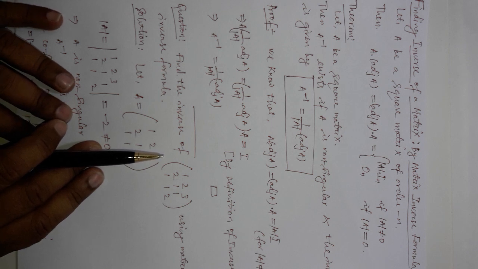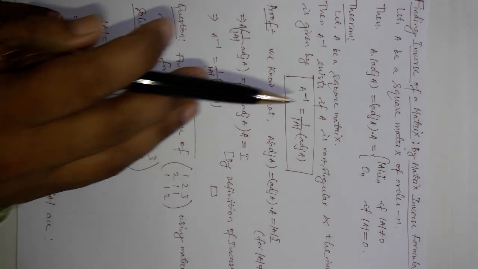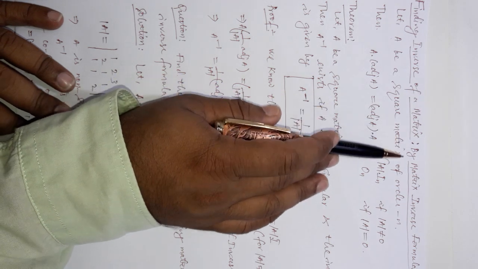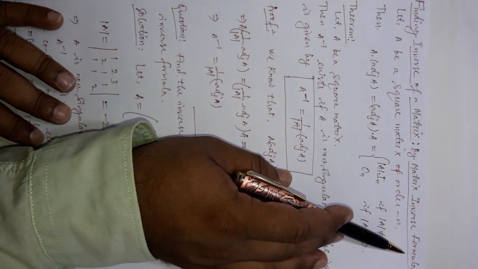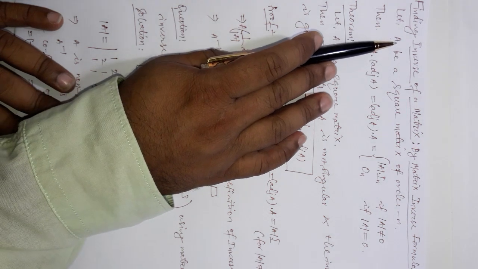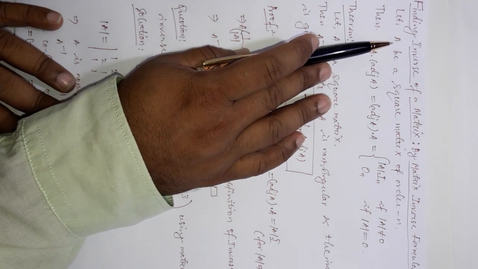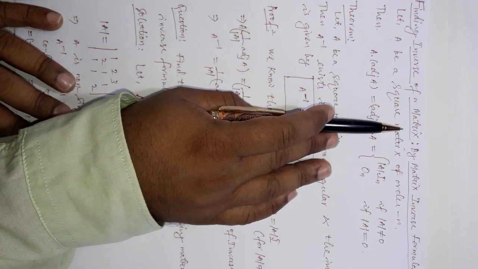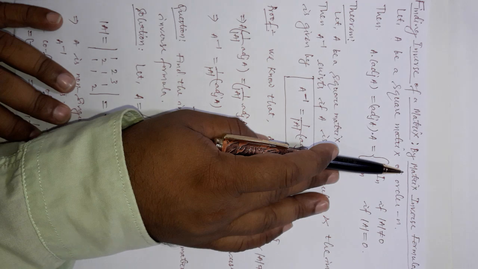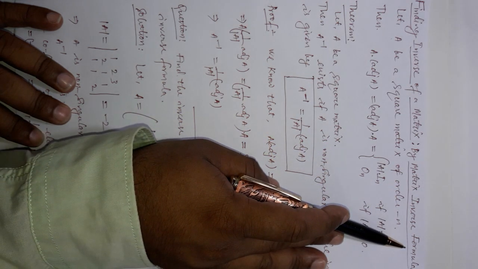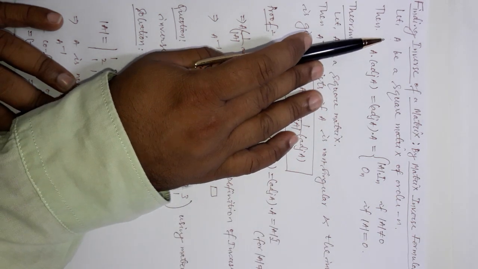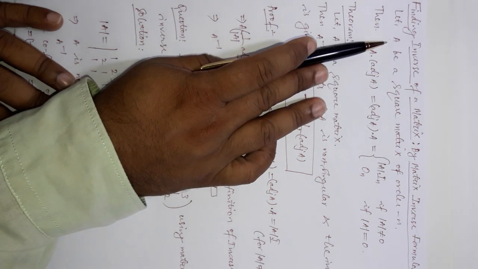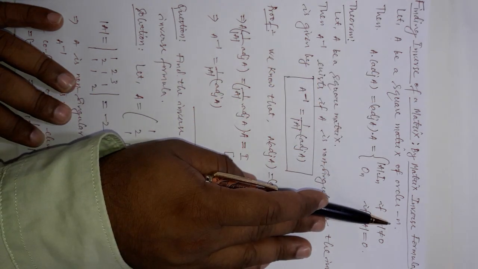Friends, today our topic of discussion is finding the inverse of a square matrix by matrix inverse formula. So, here in this video we are going to find out the inverse of a square matrix by matrix inverse formula. So, before moving for that formula, first of all let us take a square matrix of order n.